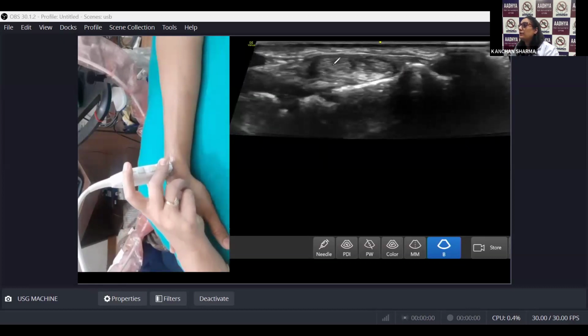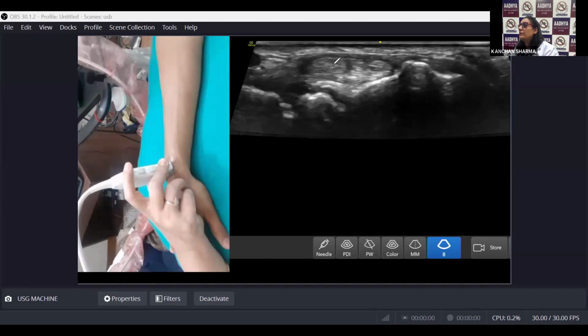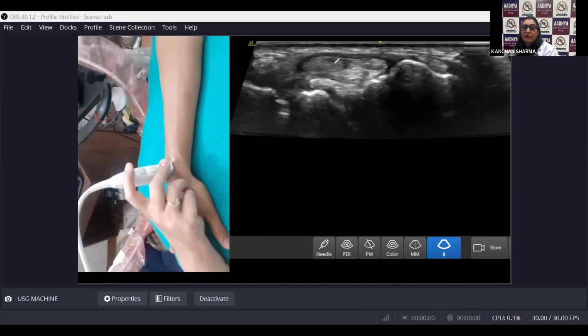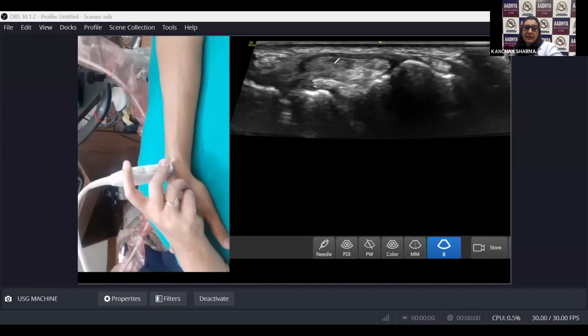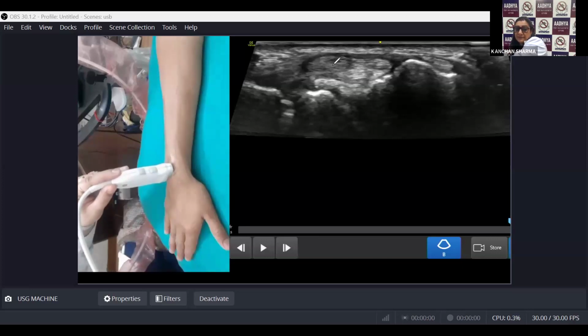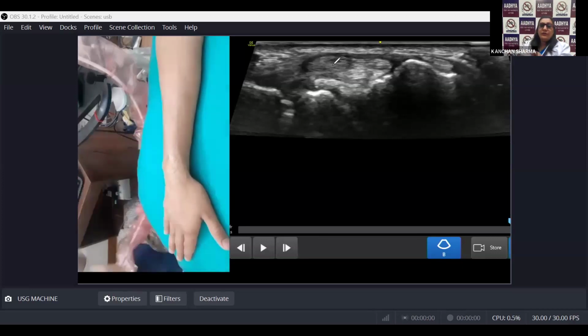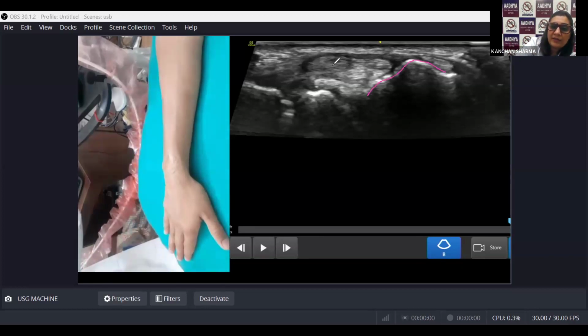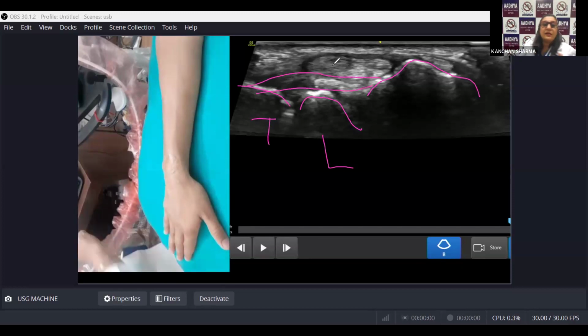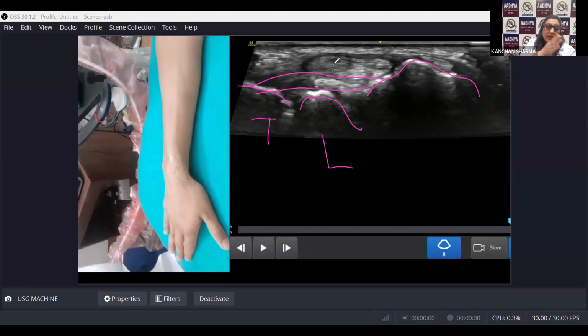Now I'll slide my probe a little more. And at this end, I will do a little bit of toggling of my probe so that I am aligning my probe to the ligament which I want to see. So now my probe position is this. What we are seeing, this portion is our radius. This is our lunate. This is our triquetrum. So the ligament we are seeing from here going till here is our radiolunotriquetral ligament.